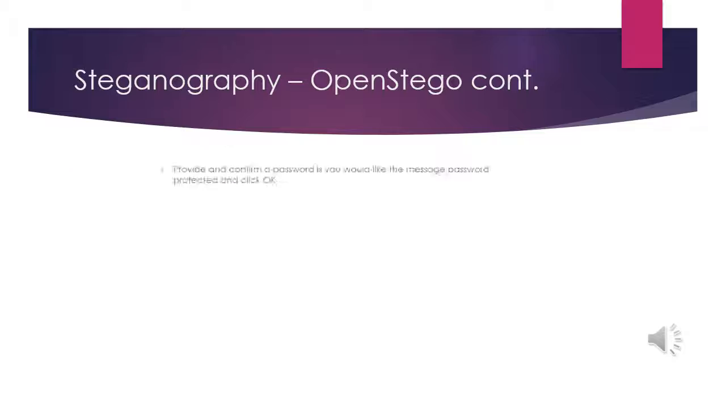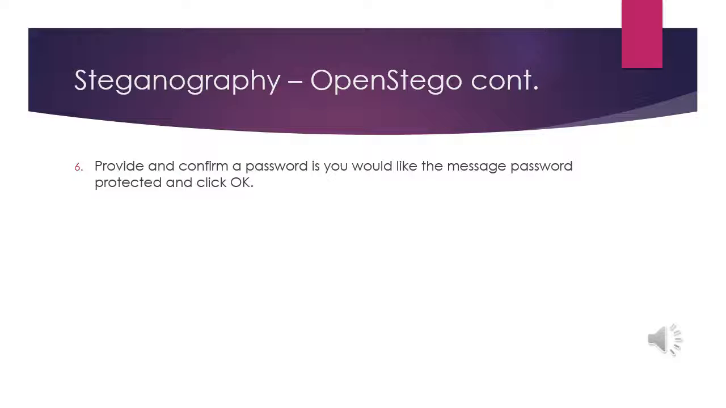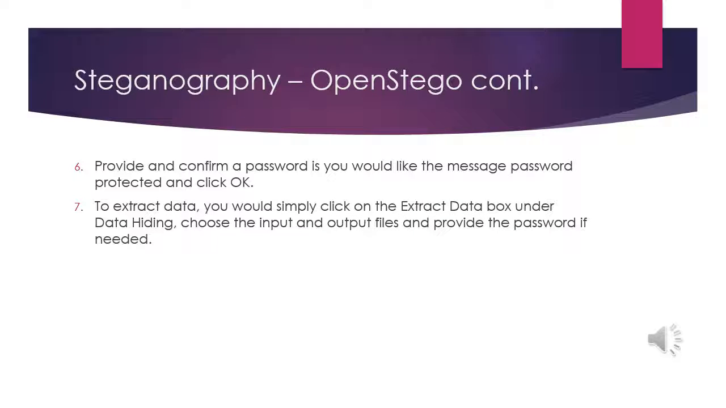Next step for OpenStego is to provide and confirm a password if you'd like the message password protected, and click OK. Finally, that's done. You're done with hiding your picture or your message in the picture.